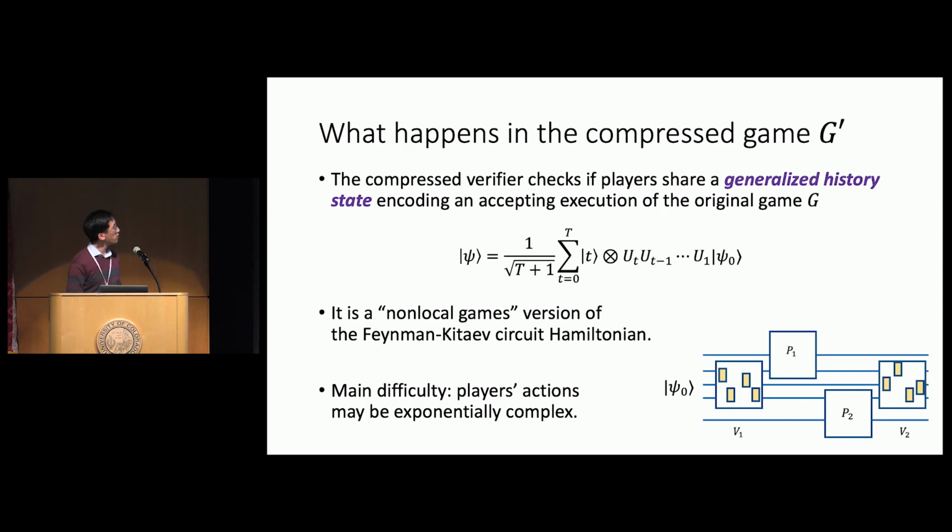What this game does is it's sort of like a non-local games version of the Feynman-Kitaev circuit Hamiltonian applied to this quantum circuit that represents the big game. Okay? And it turns out if you do this, then this new game that you have is of logarithmic size. But there are a lot of challenges that you have to deal with. The main difficulty is that the provers' actions are arbitrary unitaries. Okay? They may be exponentially complex. But there is a way to run a game that checks that the players really do share a state like this. Okay.